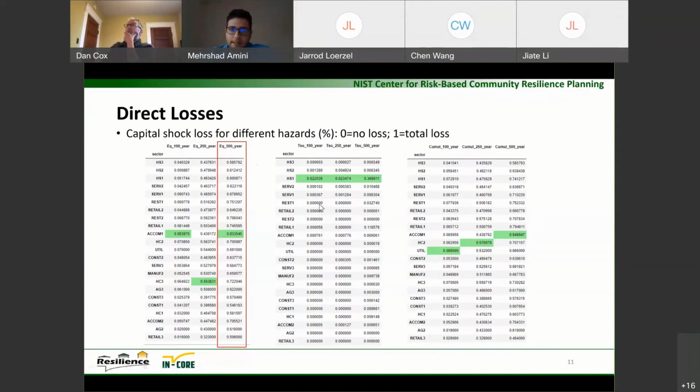For tsunami, as you can see, for 100 and 250 there is no inundation in Seaside. For example, the maximum capital loss is 2 and about 3%. From 500, it starts and goes to 36% at the maximum, which is for housing sector 1, near the ocean front. And also you have the comparison for combined hazards.